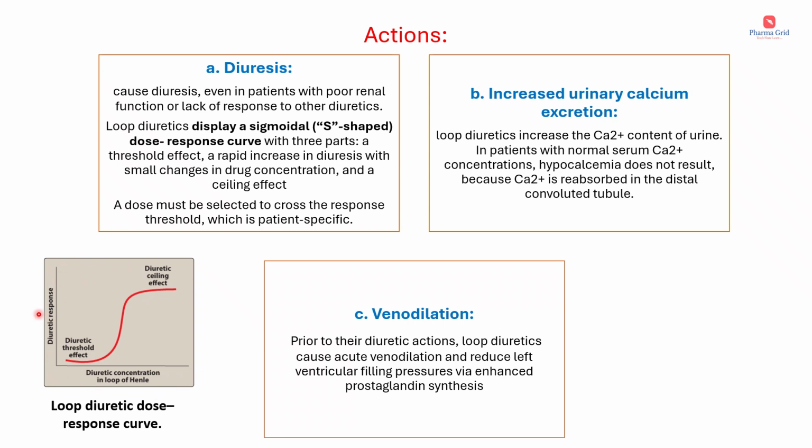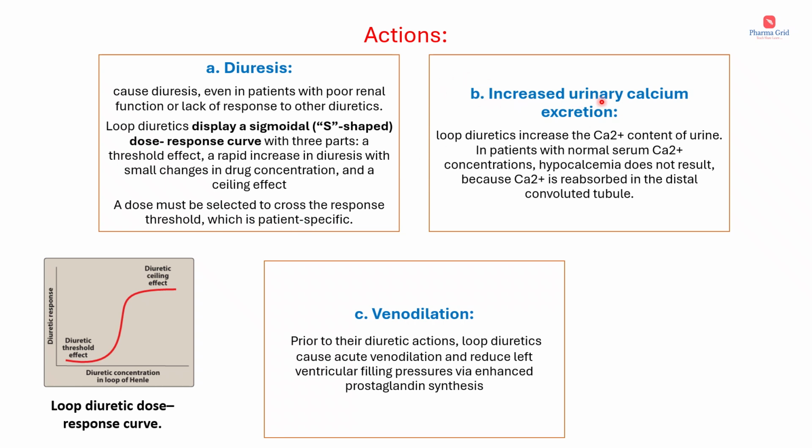So here you can see the loop diuretic dose response curve, which is a sigmoidal or S-shaped dose response curve which has three parts. That is a threshold effect, then a rapid increase in diuresis, and the third part is a ceiling effect. So a dose must be selected to cross the response threshold, which is patient specific.